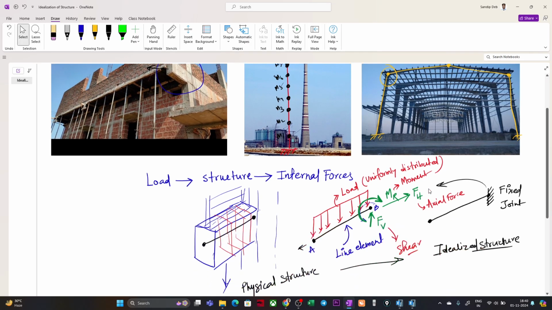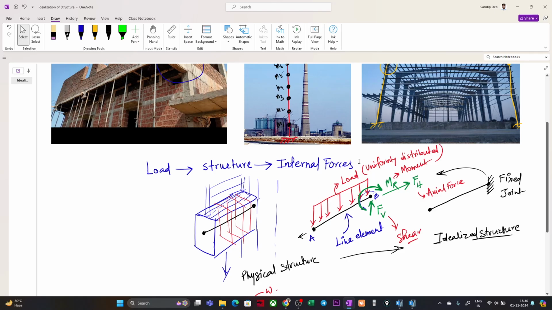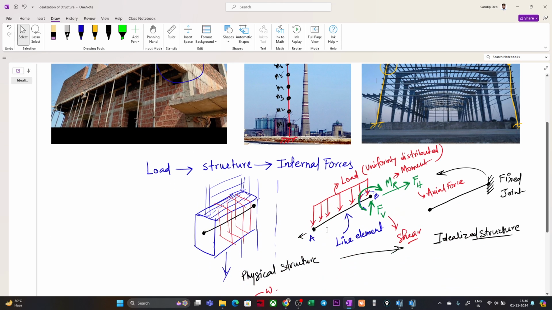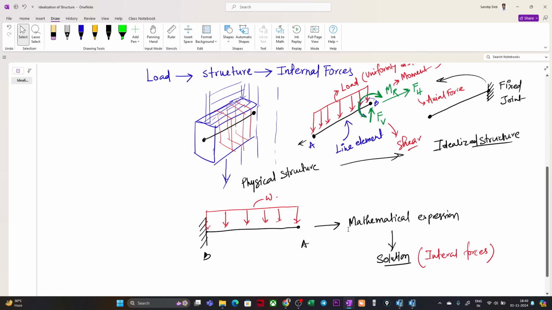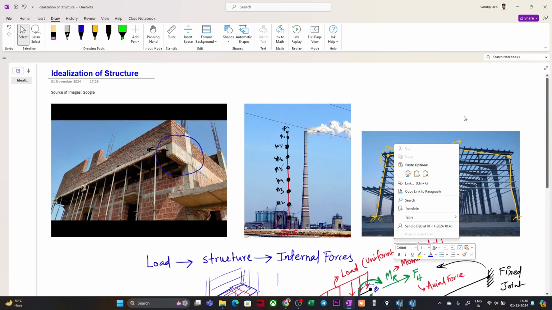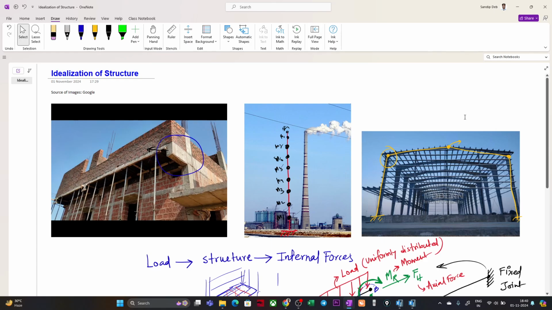So that's why when we are idealizing the structure, we need to understand how the joints, the loads, the structural elements are behaving, or should I say not behaving, and how those should be correctly idealized. Only then can we jump into generating the mathematical expression and go for the solution, right? So this is the simple idea of idealization of structure.